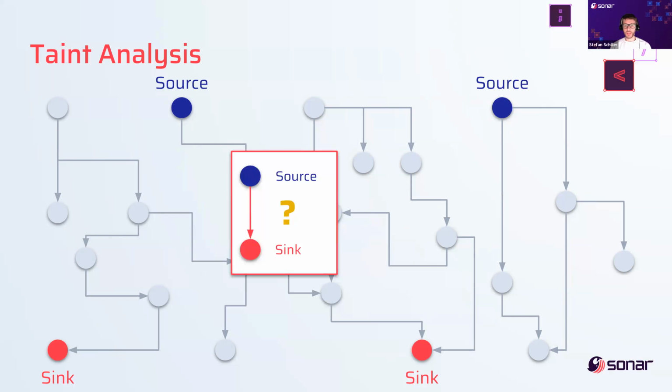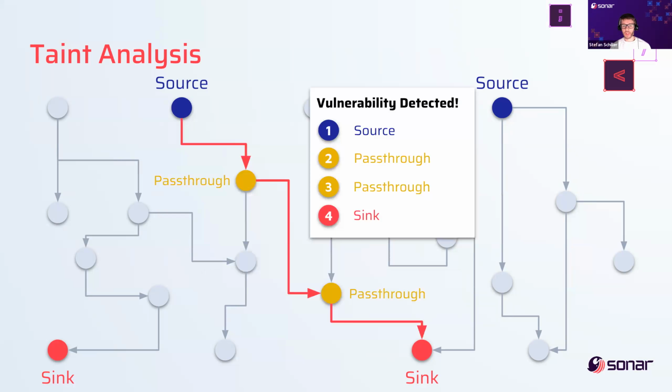Now, the big question is if an attacker can reach a security-sensitive thing, or in other words, is there a path from a source to a sink? And this is a challenge a computer algorithm can solve very easily. In this example, the answer is yes. Data originating from an attacker-controllable source eventually reaches the dangerous sink.